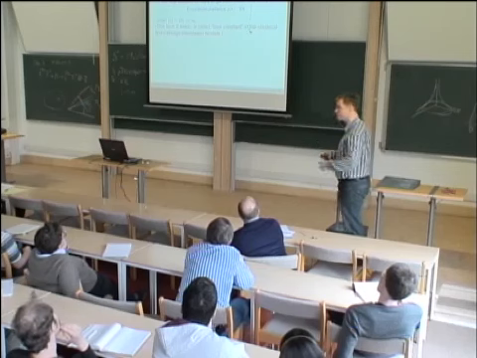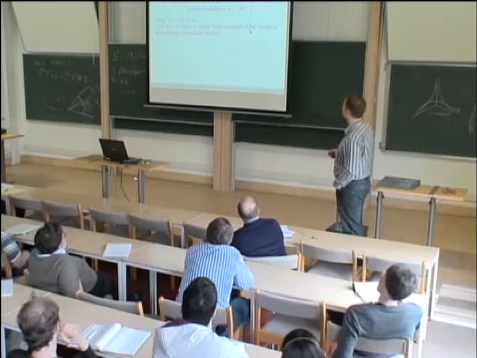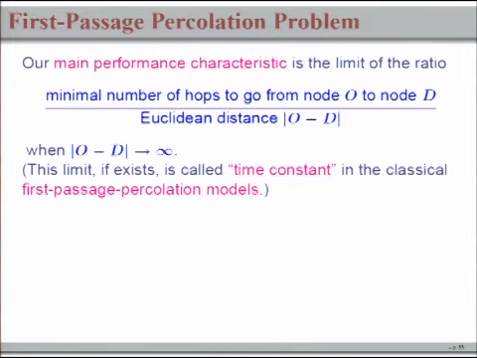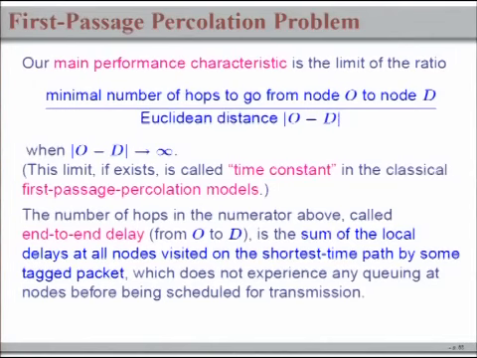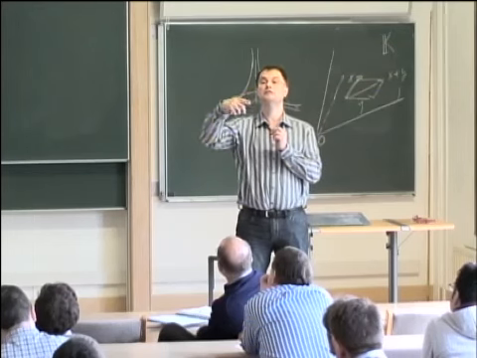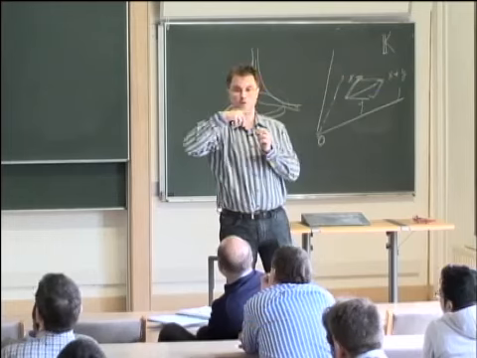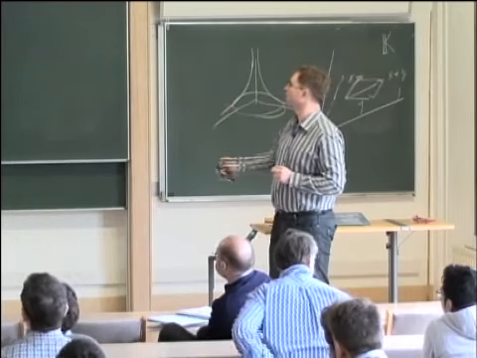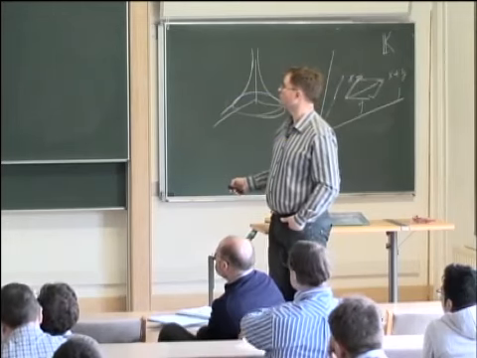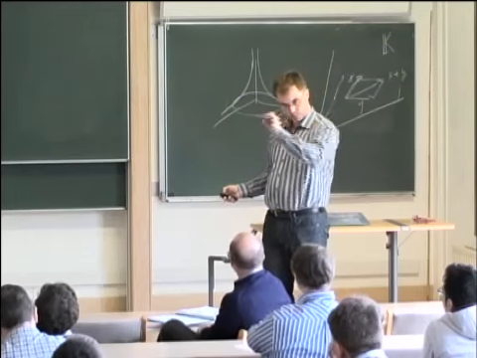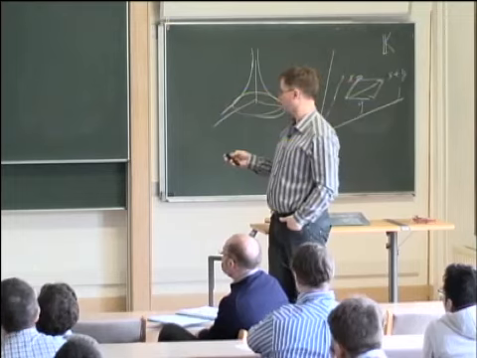So I'm slowly heading towards the first passage percolation model. The minimal number of hops to go from node O to node D, origin and destination, divided by the Euclidean distance between O and D. And this ratio when the distance between O and D goes to infinity. So hops in my space-time graph are nothing else than how many time slots, the minimal number of time slots I need to go from O to D. Okay? And I'm excluding all queuing, so I'm always prioritary, there's no queuing in this model.